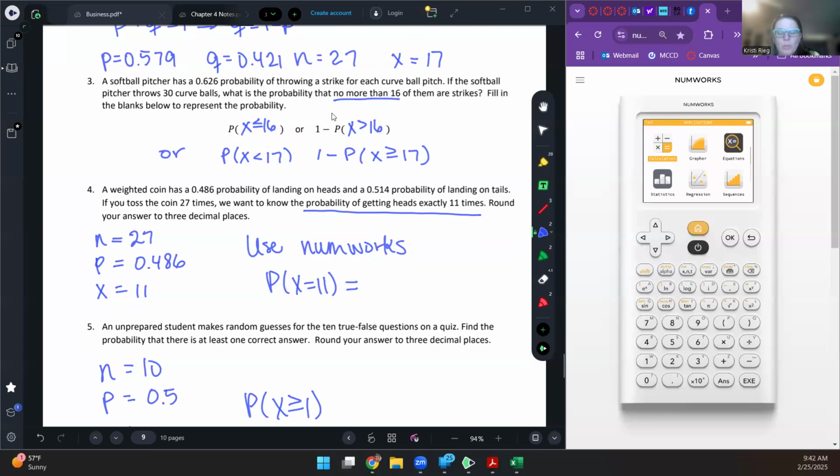Other people say, well, no more than 16 is just less than 17. So they make their cutoff at 17, everything less than 17, and then the opposite would be greater than or equal to 17.